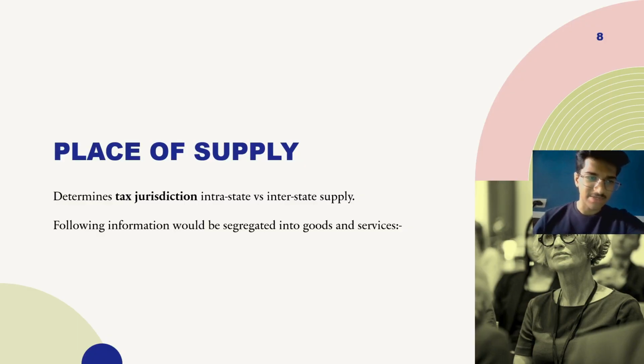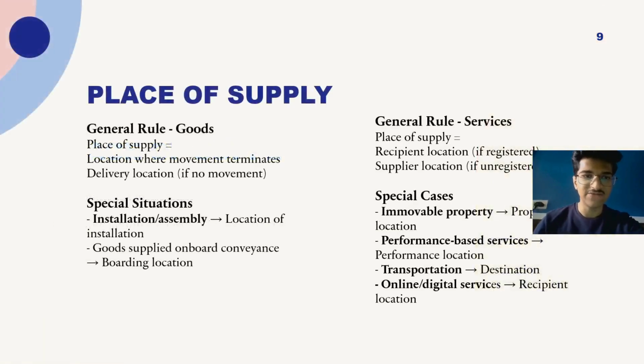Then we come to place of supply. It is very important for us to determine whether it is interstate or intrastate, because according to that, the applicable GST changes. If it is intrastate, the GST applicable would be CGST and SGST, with a 50-50% split depending upon the tax rate. And if it is interstate, IGST would be levied entirely on the goods. So it is very essential for us to determine the place of supply.